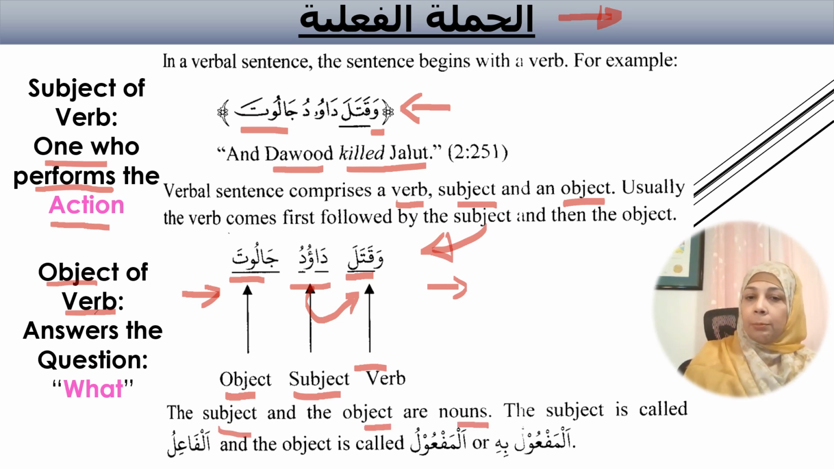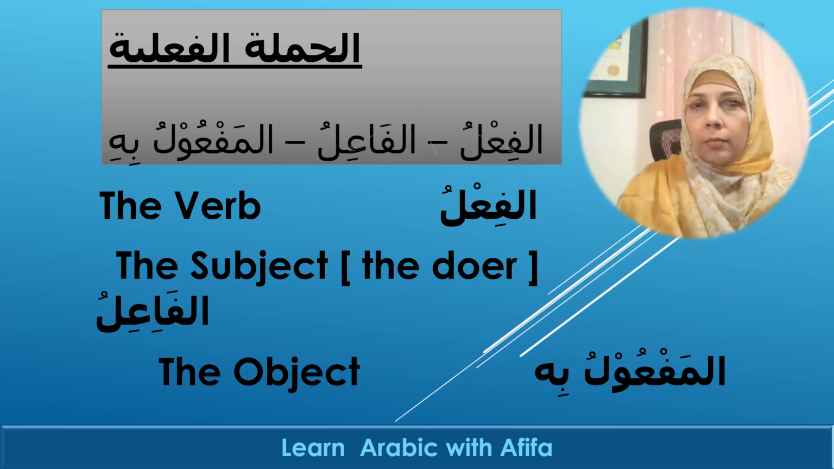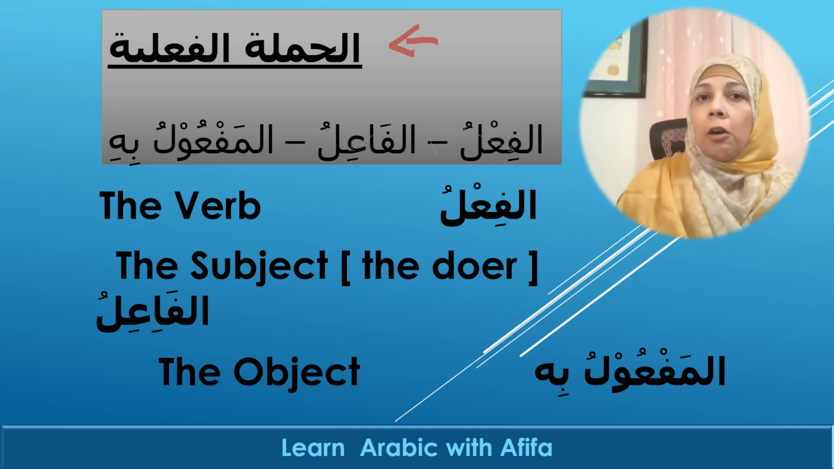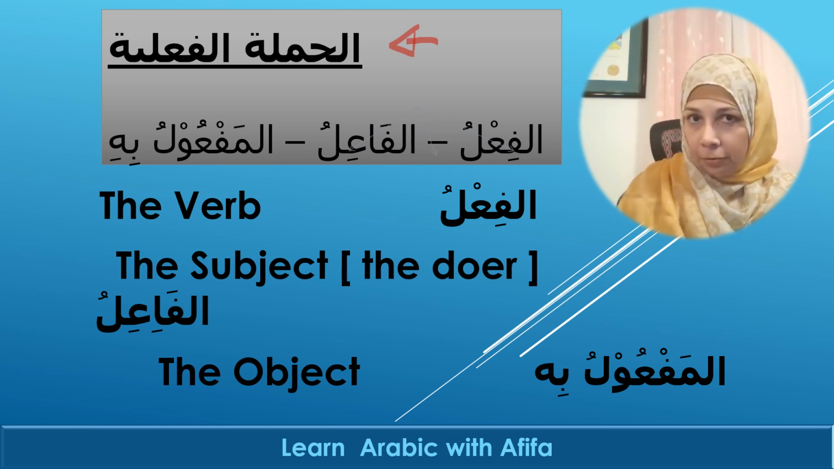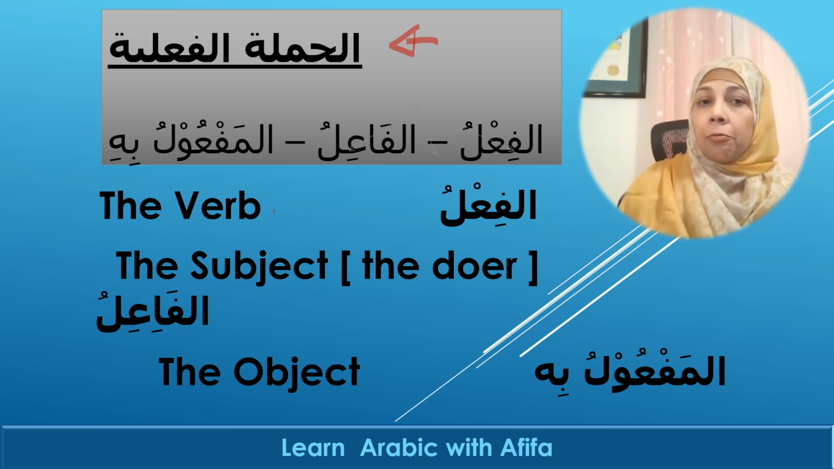Okay, so the subject in Arabic is called al-fa'il. Yes, I do want you to learn this term because it will come in handy for our future discussions. So the subject of the verb here is Daoud, and subject in Arabic is al-fa'il. Okay, and the object that we talked about here was Jalut, and in Arabic it is called al-maf'ul. It is also called al-maf'ulu bihi. Either one is correct. So let me summarize what we learned for al-jumlatul fi'liya, the verbal sentence. We studied that the verb in Arabic is called al-fi'lu.